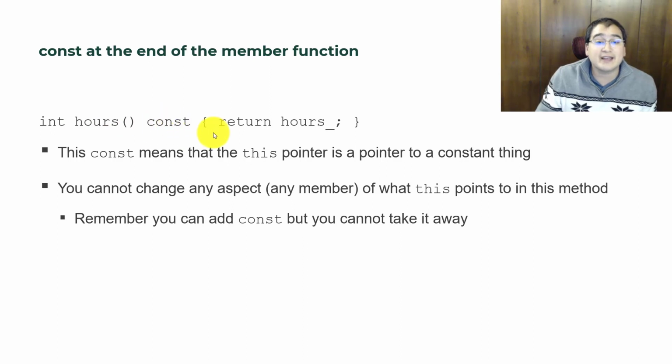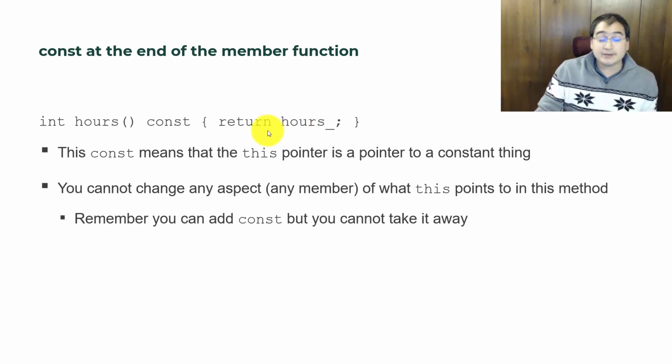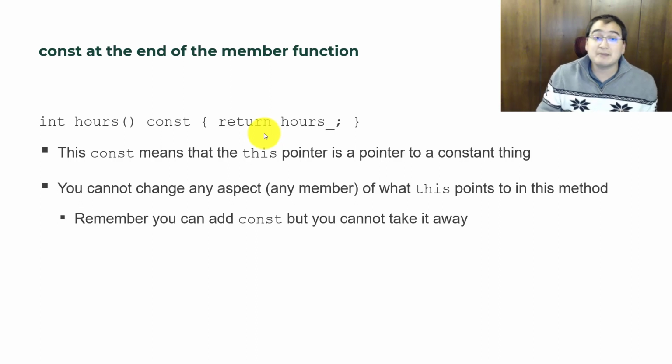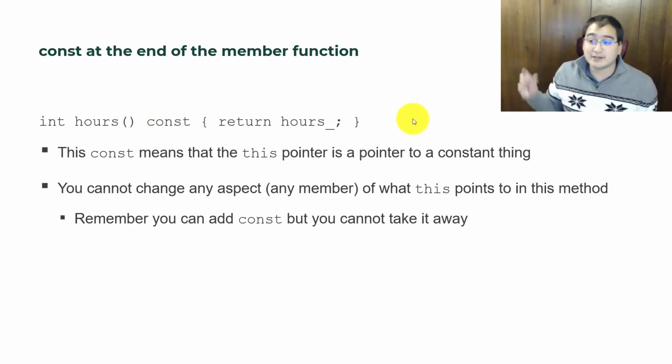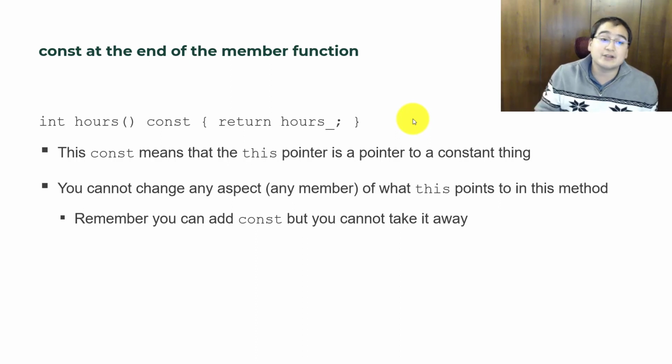So this is how you say, hey, I'm promising that this member function will not change the object that it's part of. And this is really handy because the only member functions you're allowed to call on a const object are member functions that are declared as const. So if you have a constant clock, that clock should not be allowed to change. And so anybody trying to use the clock is only allowed to call member functions that have const in front of them, or excuse me, have const after them.